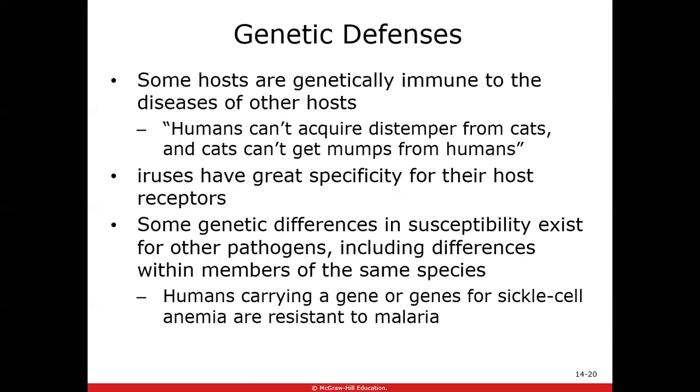So viruses have great specificity for their host receptors. Viruses are very specific as to what type of organism they can infect. Some genetic differences in susceptibility exist for other pathogens, including differences within members of the same species. That's where I was talking about the sickle cell anemia. For some humans carrying a gene or genes for sickle cell anemia, they're resistant to malaria. So that's a genetic defense.